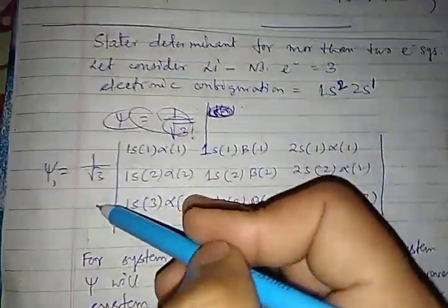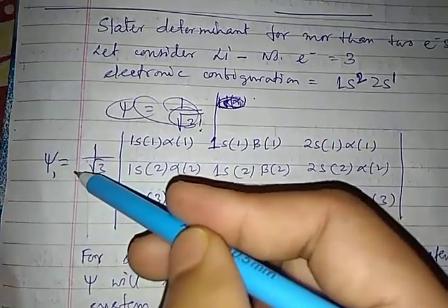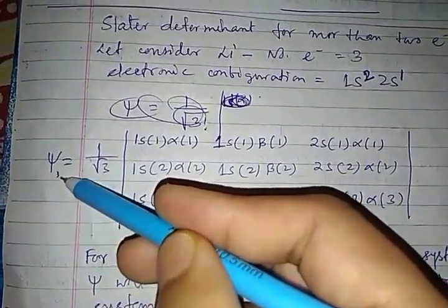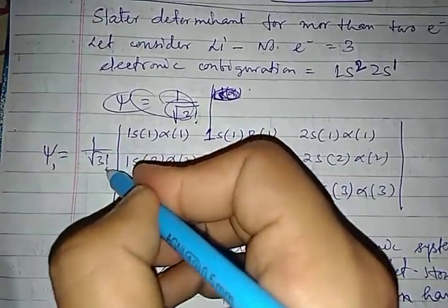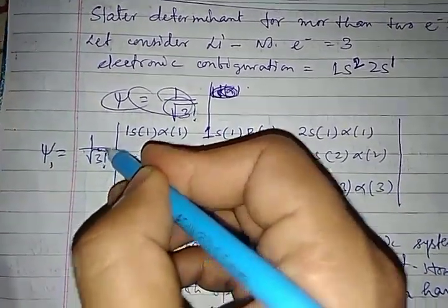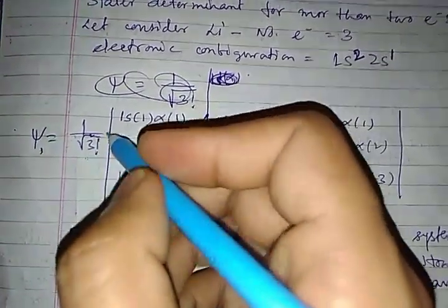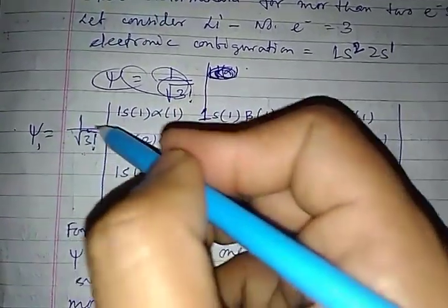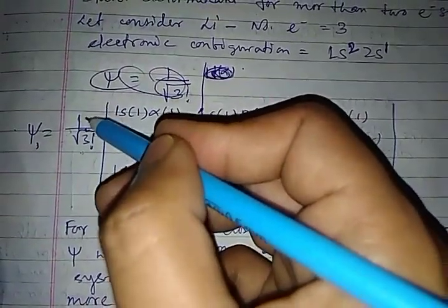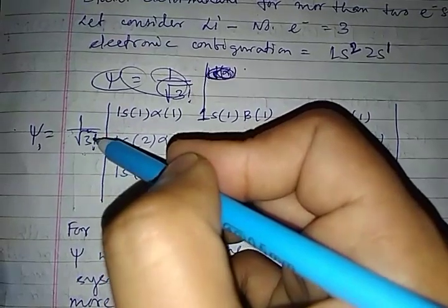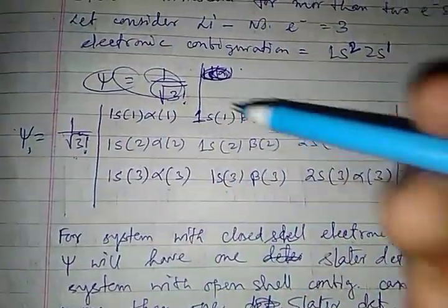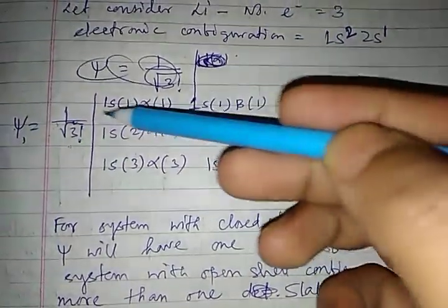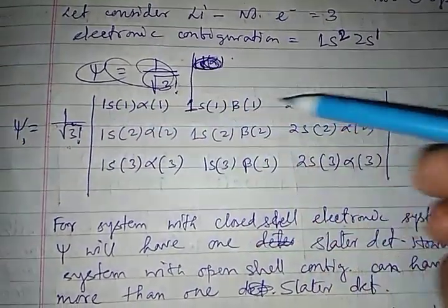If I say that one of the Slater determinants can be written as psi1, that will be 1 by root 3 factorial, and this is the normalization constant. That means when you have n electrons, the normalization constant will be 1 by root n factorial. Okay, now similarly I will go to the first row.